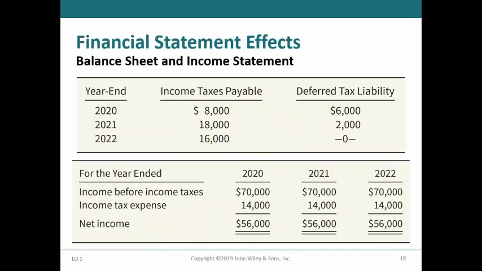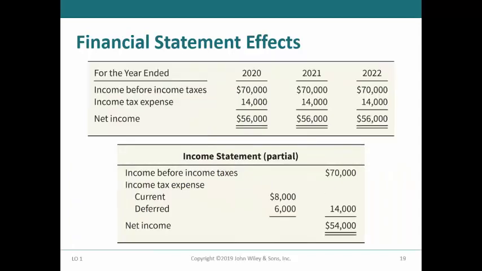This slide shows the financial statement effect for the 3 years. Note that income tax expense never changes over the 3 years on the income statement. It was always $14,000. However, the difference between income tax expense for financial reporting purposes and income tax payable is reflected in the deferred tax liability account for the 3 years.